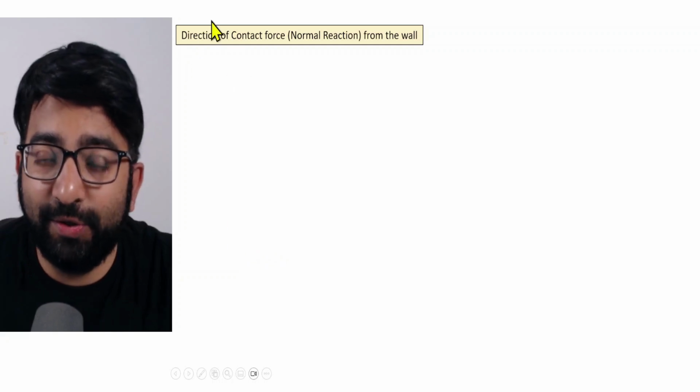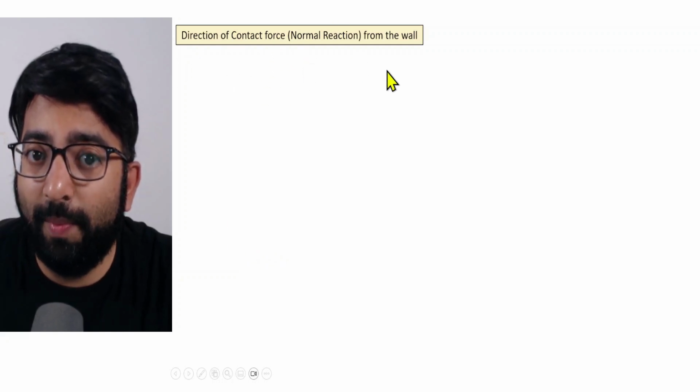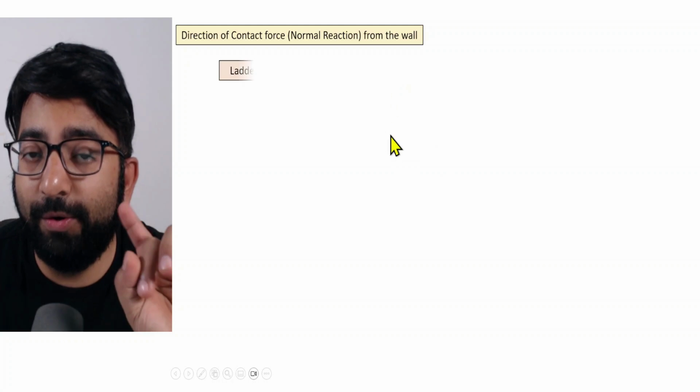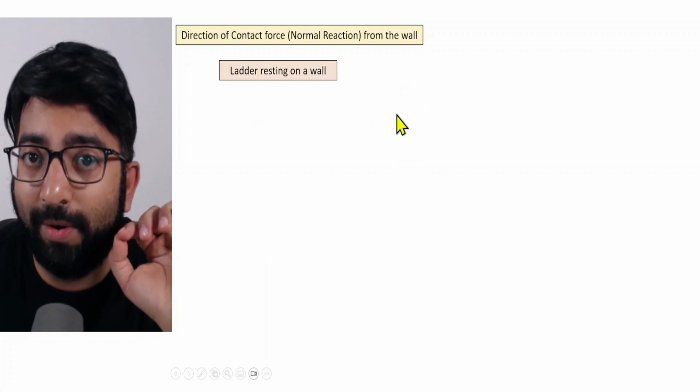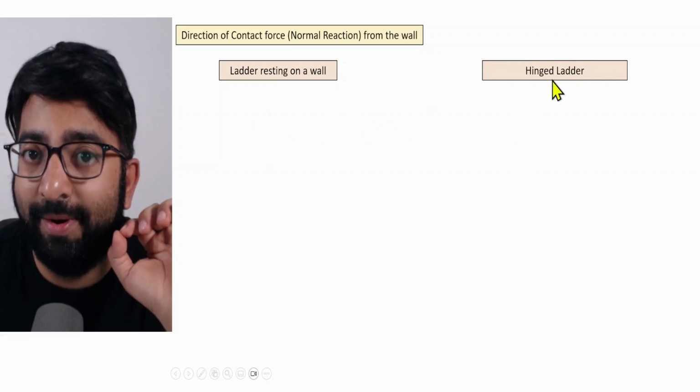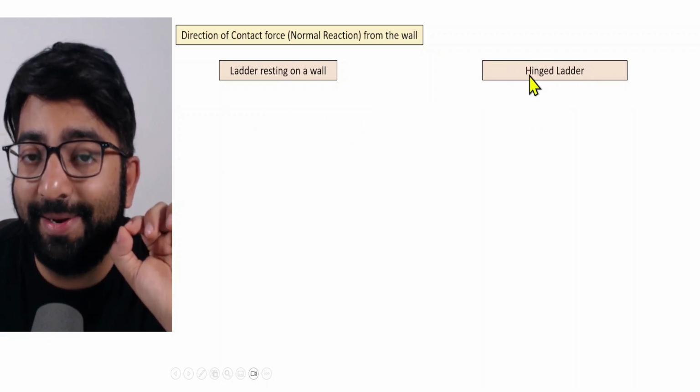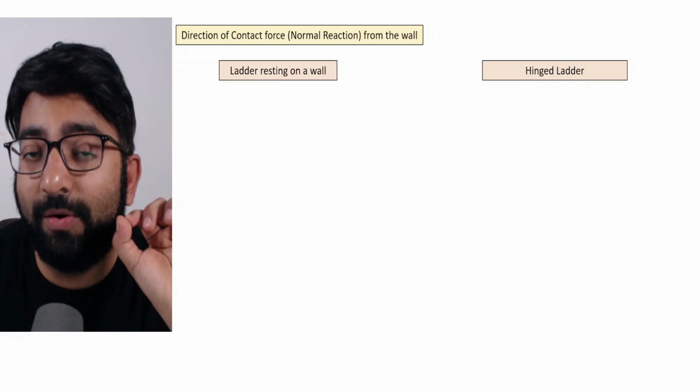How to find the direction of contact force, also called the normal reaction from a wall. So we are going to consider two situations. Case 1 will be a ladder resting on a wall. Case 2 will be a hinged ladder. By hinged, we mean the ladder is connected to a point about which it can rotate.